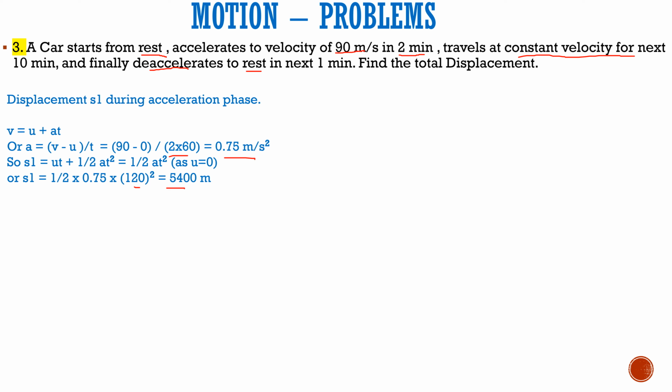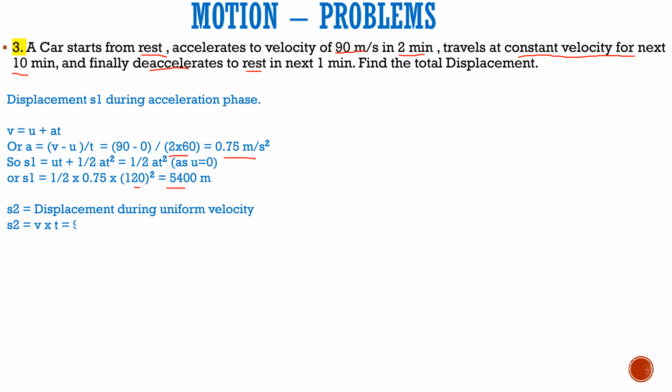and then in the second phase, we know that it is moving with a constant velocity, and it is going for 10 minutes. So what is the velocity in the second phase? Of course 90 meter per second, and time is 10 minutes. So for a uniform velocity, the formula will be velocity into time.